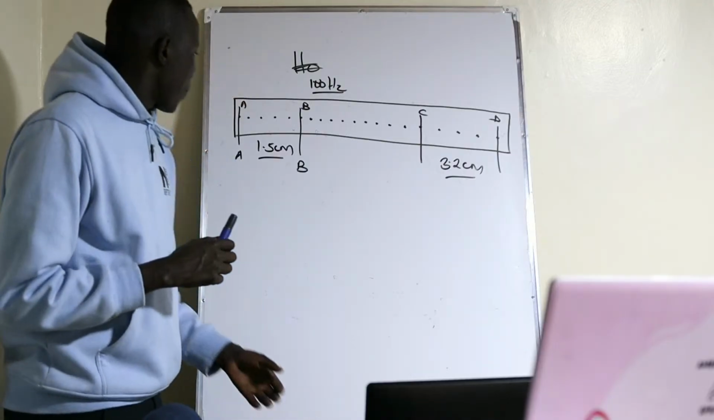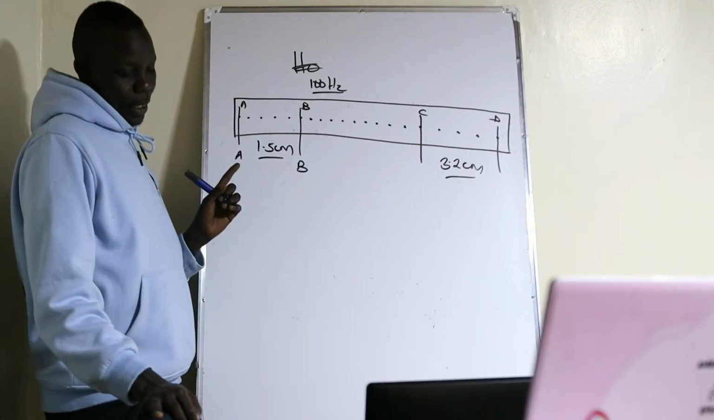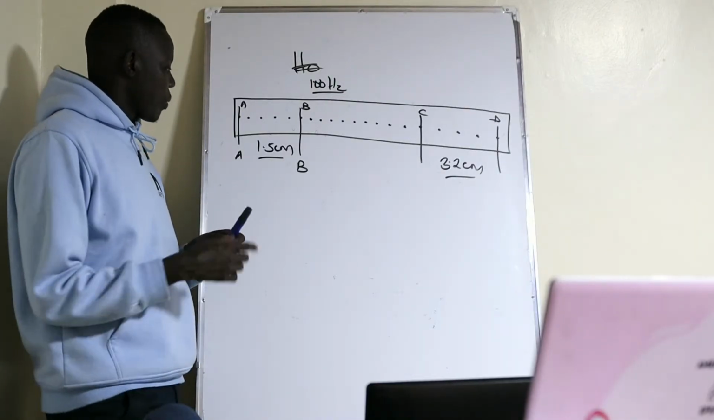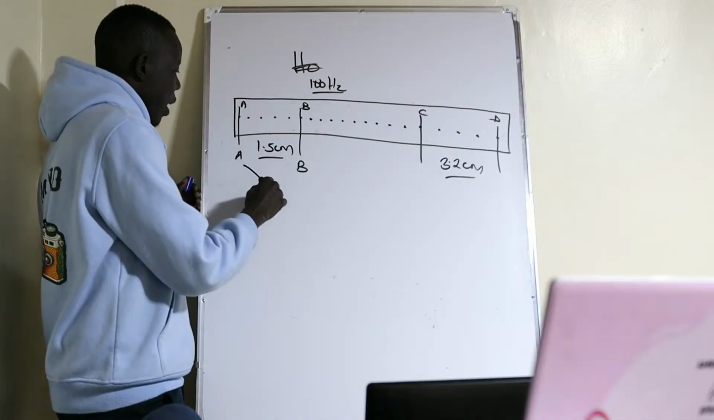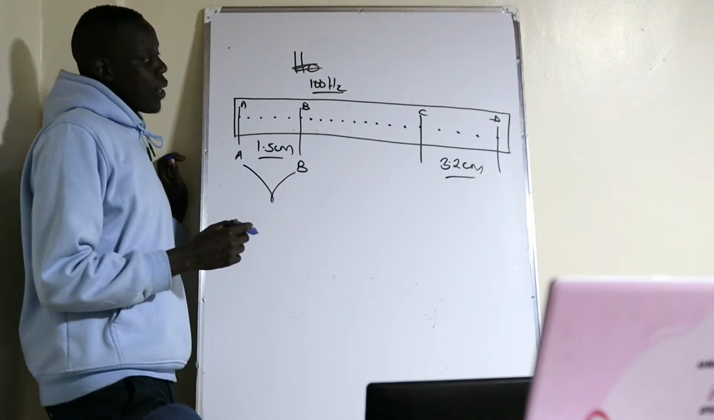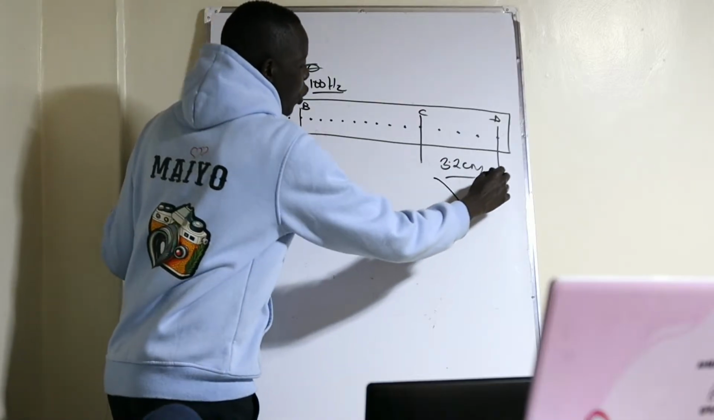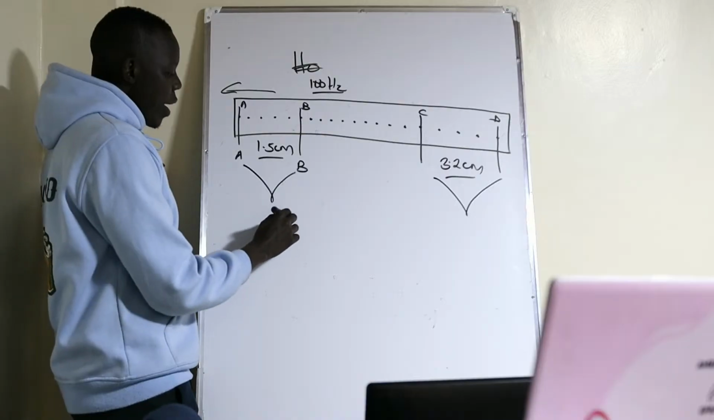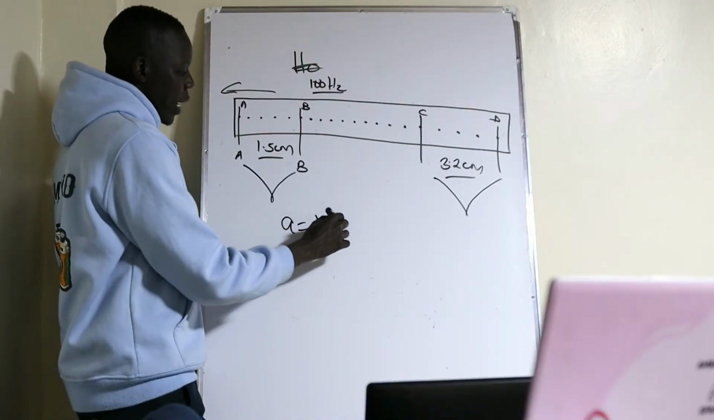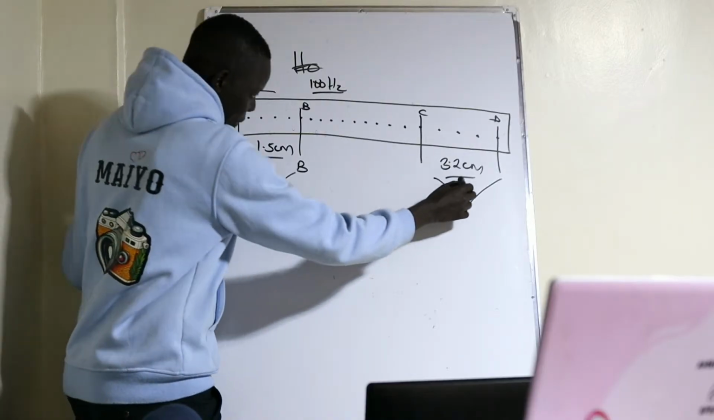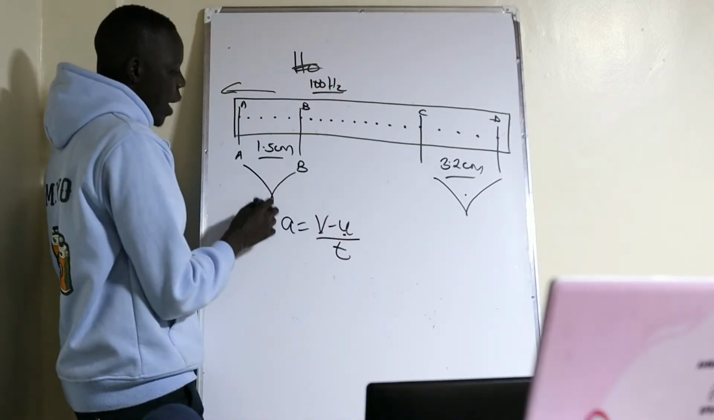Okay. Now, let me explain how you will do this, because I have seen the network is starting to act up. First of all, get the velocity here, which is going to be the initial velocity. Get the velocity here, which is going to be the final velocity. Then apply A is equal to V minus U over T. V is the one there, U is the one here.